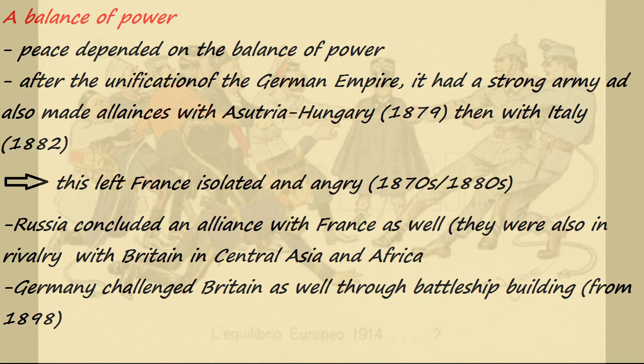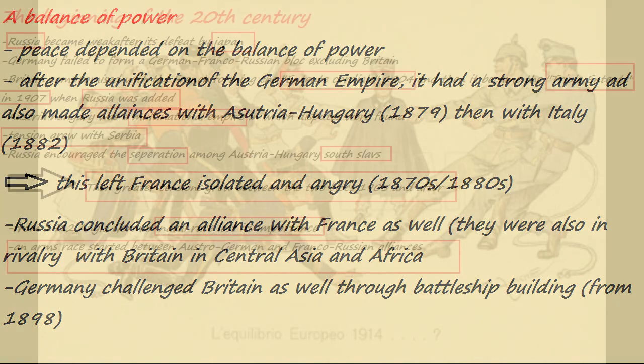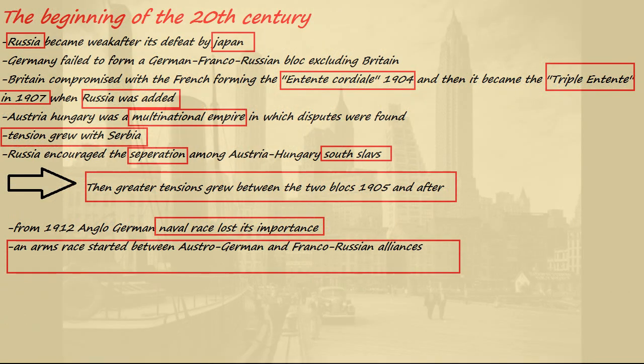With that being said, we move to the last point of the lecture of today, that is the beginning of the 20th century. So Russia, during the beginning of the 20th century in general, became weak after its defeat by Japan, because there was a war between Russia and Japan, and Germany failed to form a German Franco-Russian bloc excluding Britain, because Germany opted to leave Britain out and to gather with France and Russia later on.